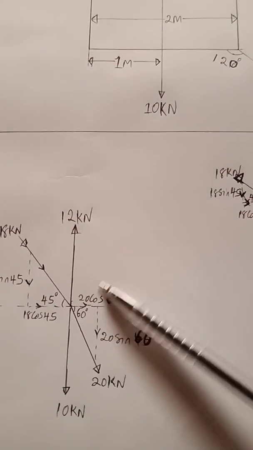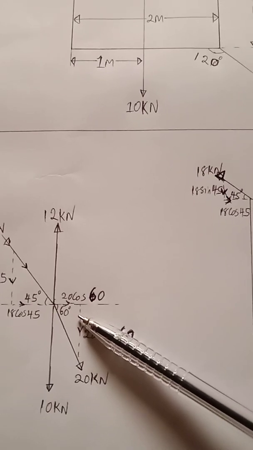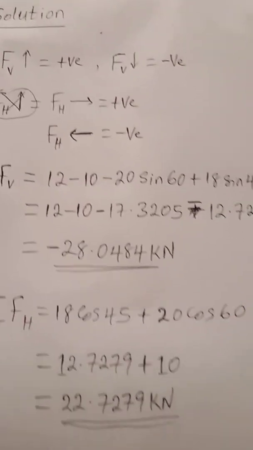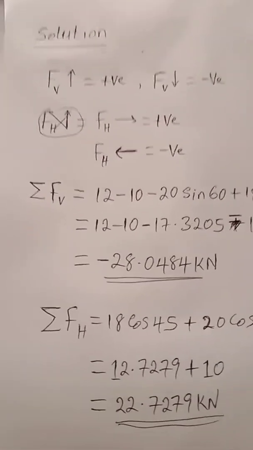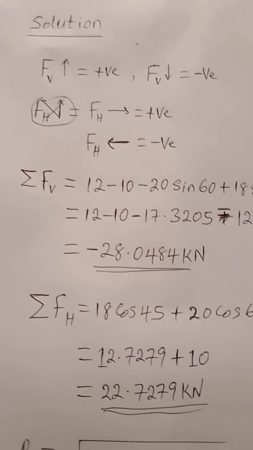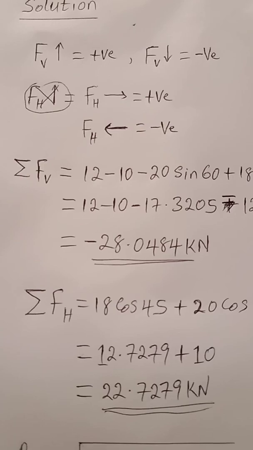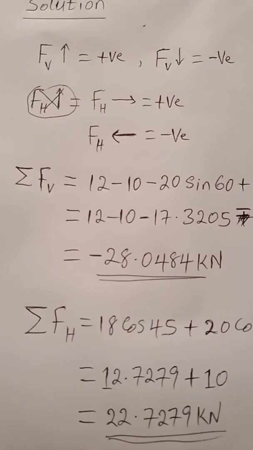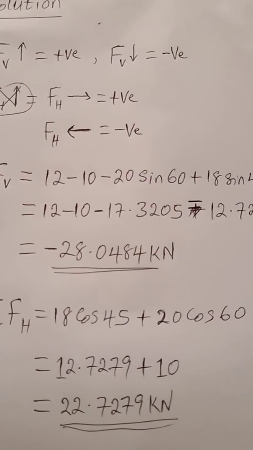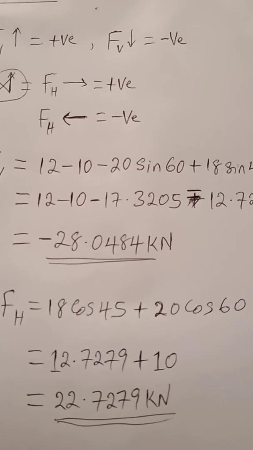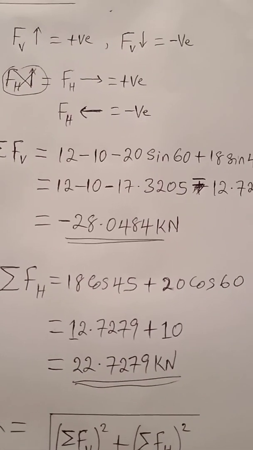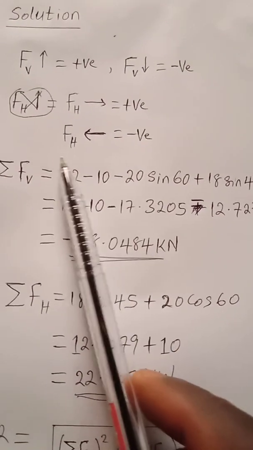Now the first thing we are going to do here is to determine the resultant force. So how do we go about determining the resultant force? This will take us to the next page of this class. Solution. Don't forget we have conditions when dealing with equilibrium. Upward vertical forces should be positive, and vertical forces moving downward should be negative. Also, forces moving to the right should be positive, while those moving to the left should be negative.